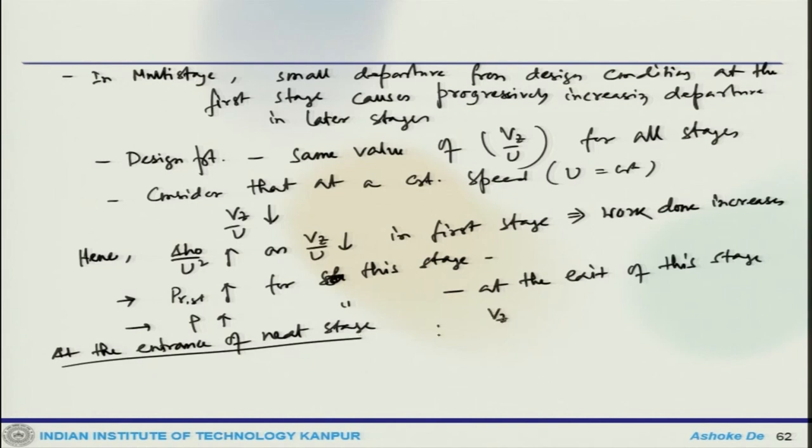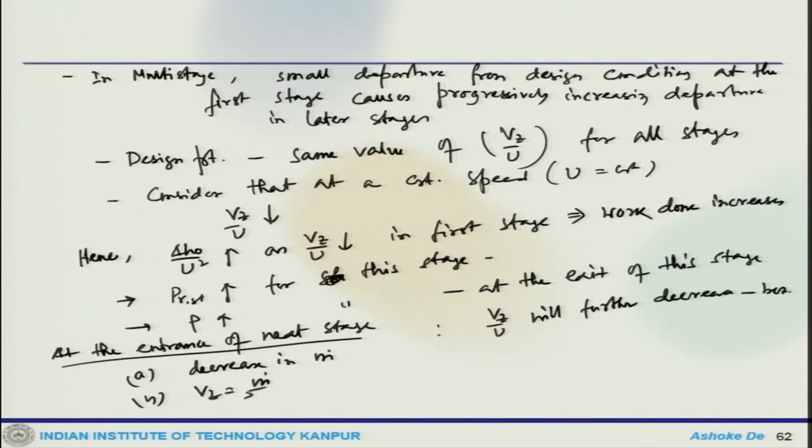So, Vz by u will further decrease because, number A, decrease in m dot, number B, since Vz is m dot by rho A, extra increase in rho at the exit of the first stage. So, this enhances the departure from Vz by u design.